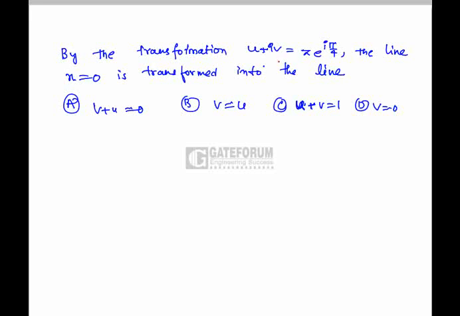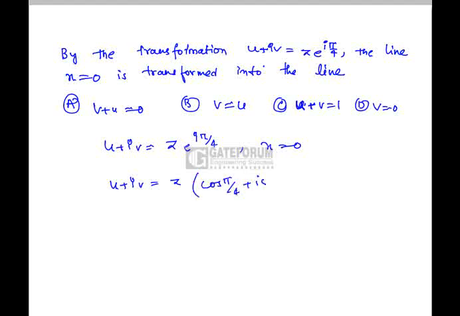We have to transform the equation u plus iv is equal to z into e power i pi by 4 with the line x is equal to 0. Now, u plus iv is nothing but z into e power i pi by 4, which is cos pi by 4 plus i sin pi by 4.